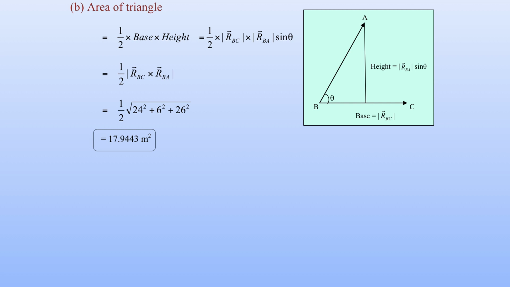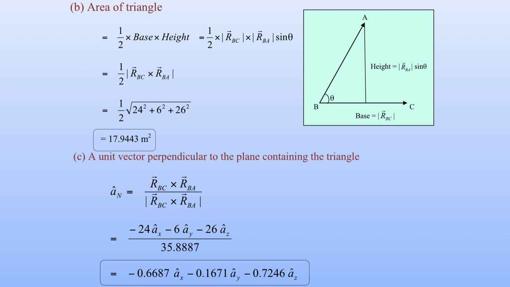So from the definition of the cross product, we know that cross product is expressed as product of magnitude of two vectors, sine of angle between these two vectors, and a unit vector perpendicular to the plane containing the vectors involving cross product. Okay, following the right hand screw rule. So area of triangle can be understood as magnitude of cross product of two vectors. So we express mod of vector RBC cross RBA instead of base and height, with base being mod of RBC and mod of RBA sine theta forming the height. So we get the area to be 17.9443 meters square.